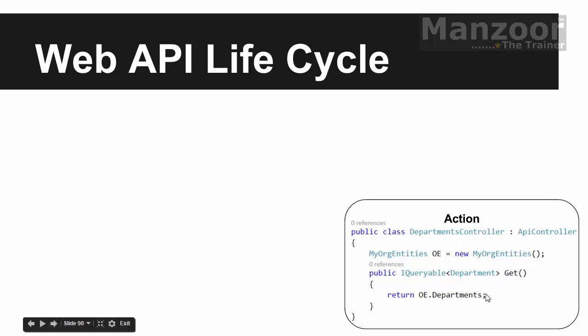Now I want to access this. I want to get all the departments. So how do I do that? I do it with the help of a URL or URI. So I say api/department. So how does it map to this get? Because internally the method I'm using is get.